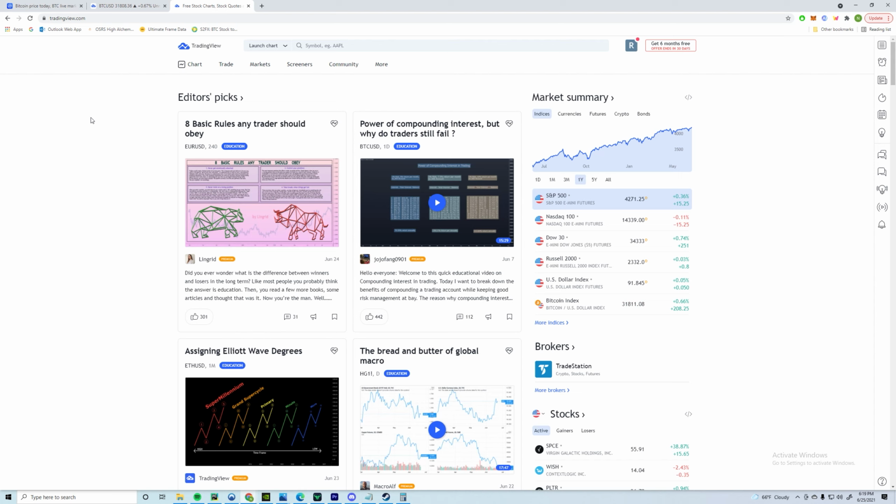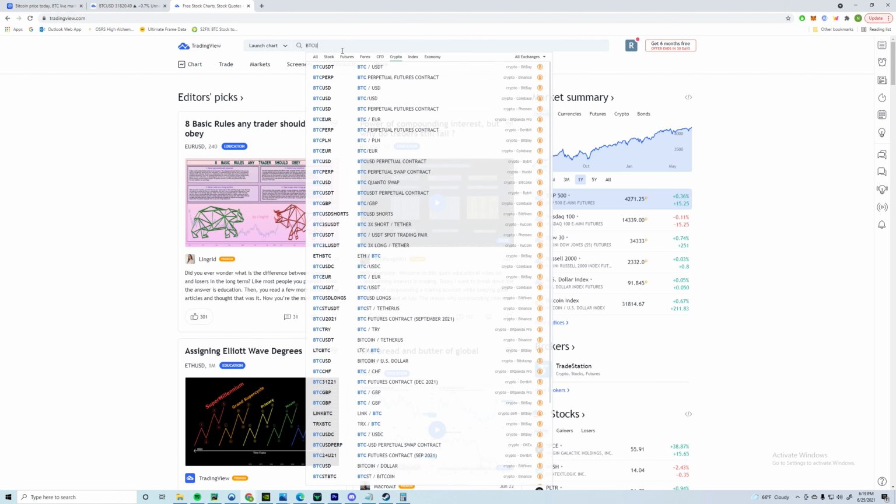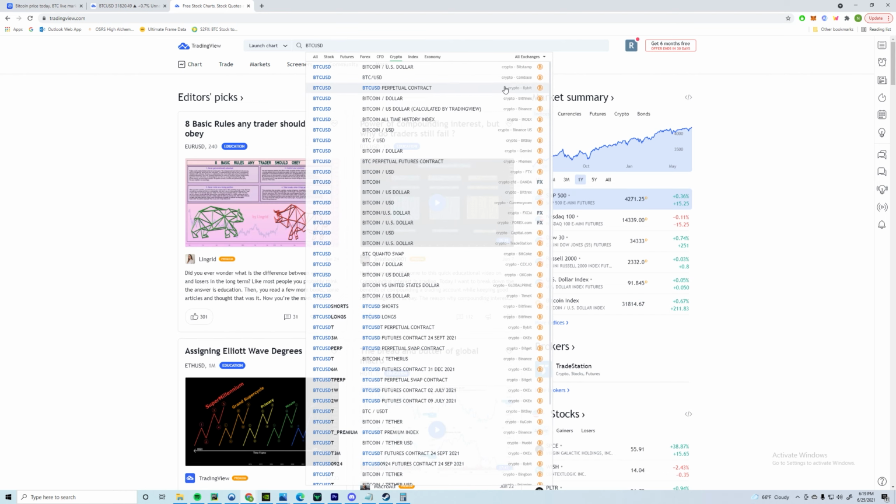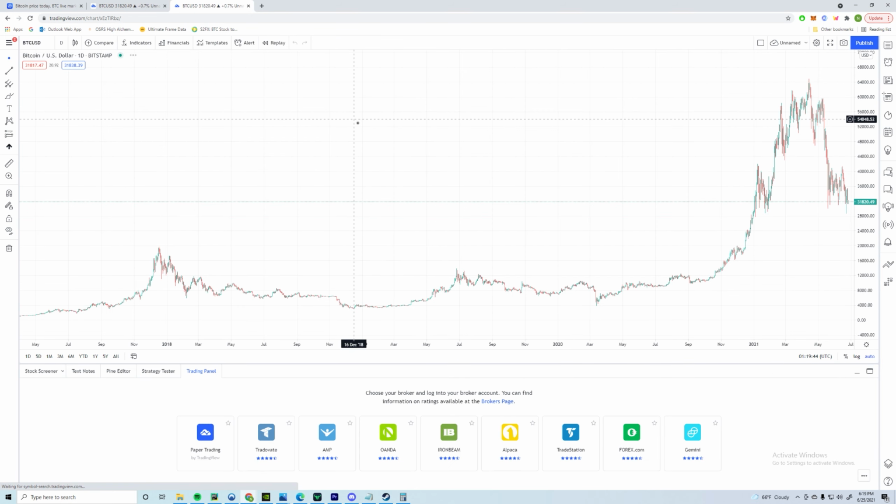Once you sign into TradingView, we're going to go up to this bar up here, and you're going to type in BTC USD, and then we're going to look for crypto Bitstamp, BTC USD, Bitcoin US dollar, crypto Bitstamp. And this is the graph for Bitcoin that we're going to use.